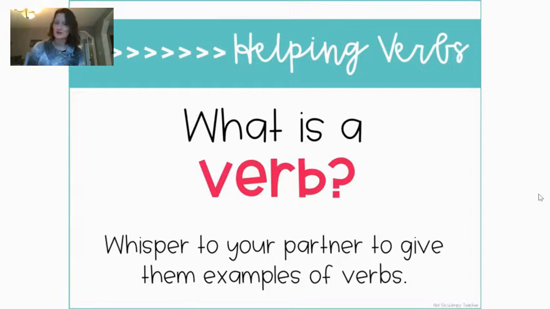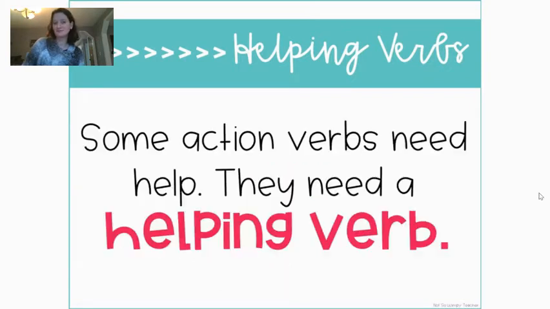And I just first want you to think about what is a verb, because it's been a while since we've done grammar together. It says whisper to your partner, but just think to yourself, what is a verb? And can you give an example? Remember that verbs are action words, words that describe what somebody is doing. So one example of a verb might be walking, walk, or walked, because it's an action, something that somebody does. Maybe you thought of a different one.